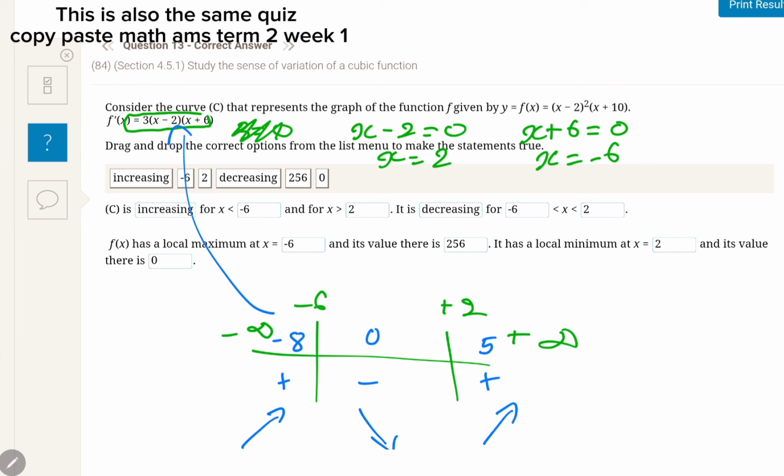Perfect. Now, it's increasing for any value of x that's less than minus 6 or greater than 2. And it's decreasing for any value in between minus 6 and 2.